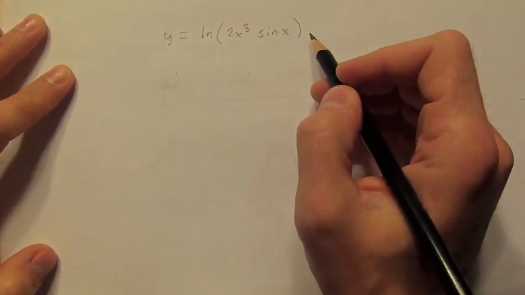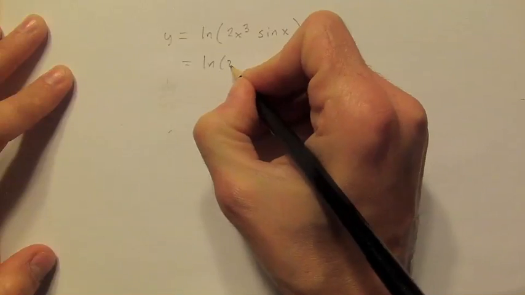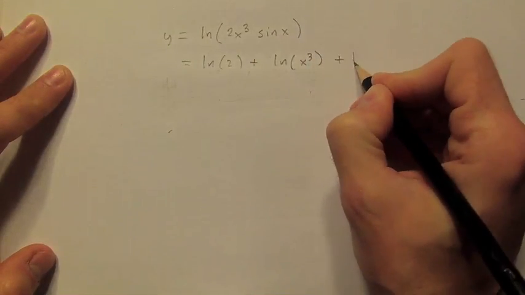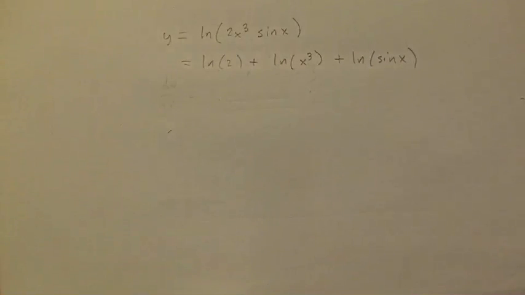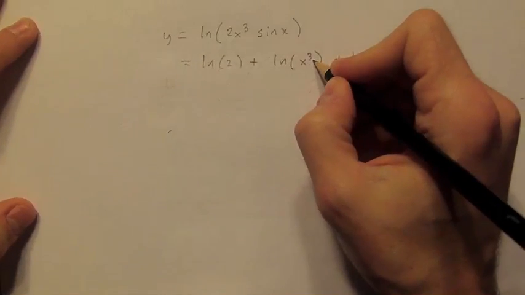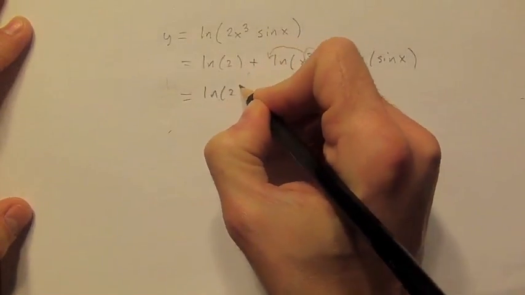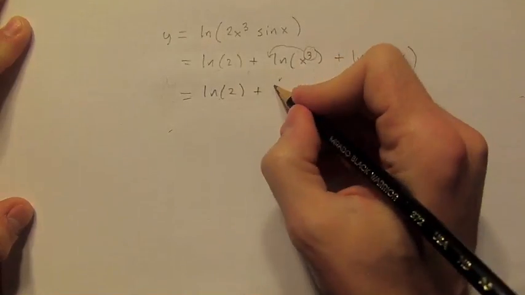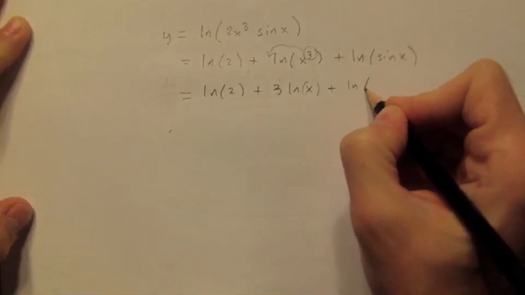We have 3 things multiplied together, so we could actually split that up as the natural log of 2 plus the natural log of x cubed plus the natural log of sine. And then, further, we have x cubed here. We could actually bring that power out front, so we have the natural log of 2 plus 3 times the natural log of x plus the natural log of sine.